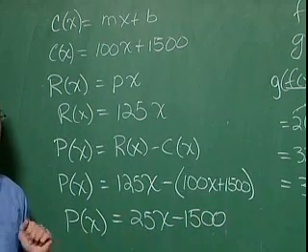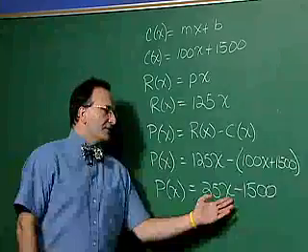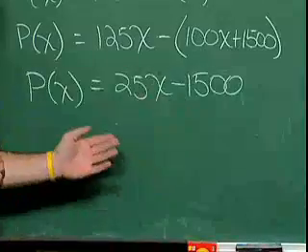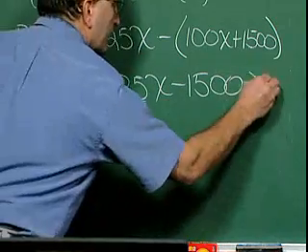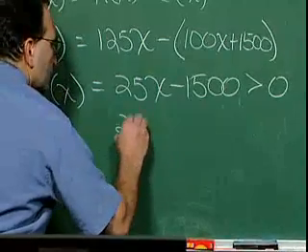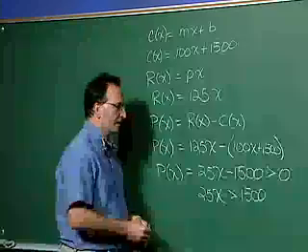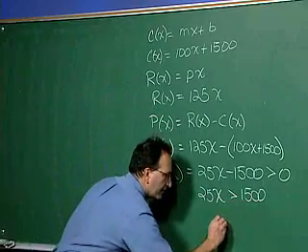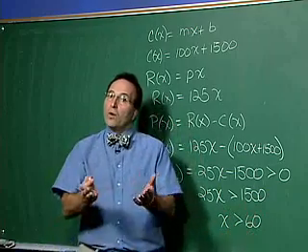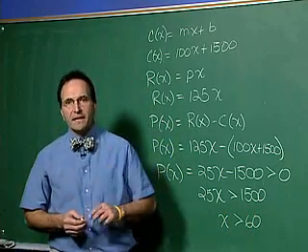Now, the last thing they asked us to do was to calculate from the profit function how many of the devices had to be produced and sold for them to begin to make a profit. Well, what that means is that the profit has to be greater than 0. So we need to take this inequality and solve it. So it's 25x is greater than 1,500. So divide both sides by 25 and get x has got to be larger than 60. So what that means is that the company must produce at least 61 devices to start to make a profit.